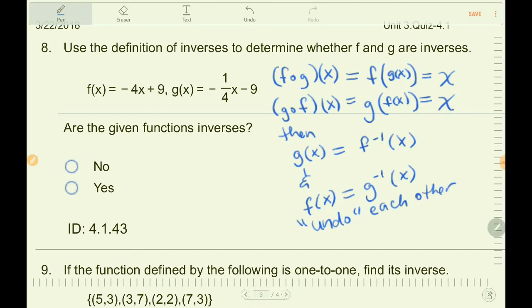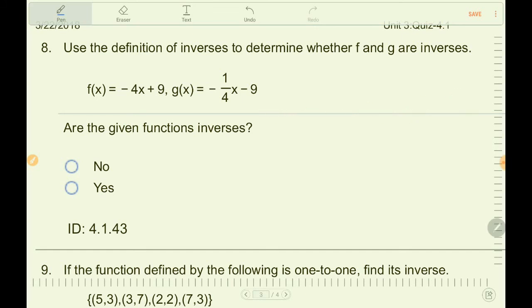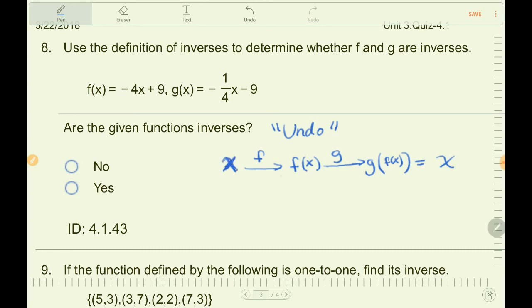Okay, so what do we mean by undo? What we mean by undo is that if I start with an x value and use f to find some f of x value, and then I take that f of x value and pass it through the function g, and on the other side g of f of x turns out to be x, I have just undone the work that was done here to arrive back at x.